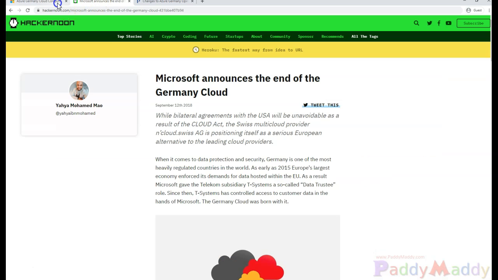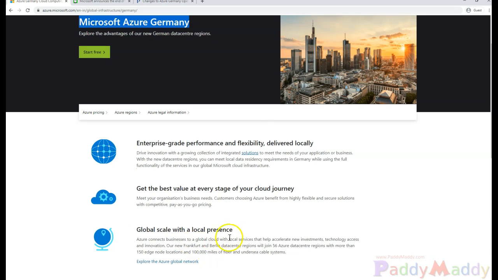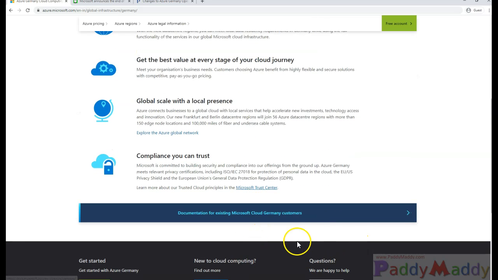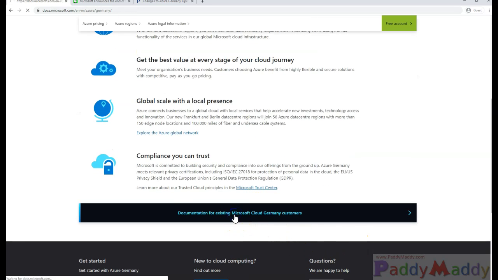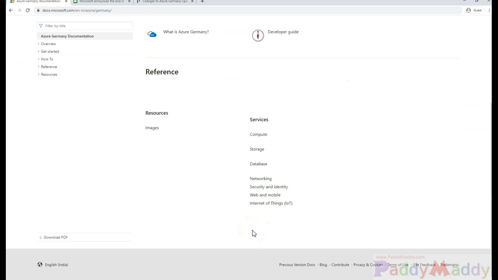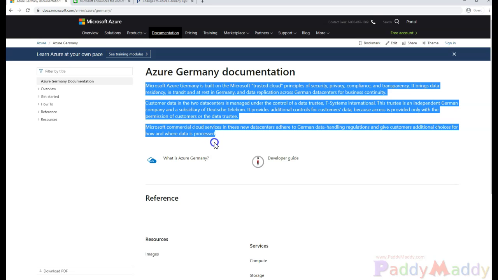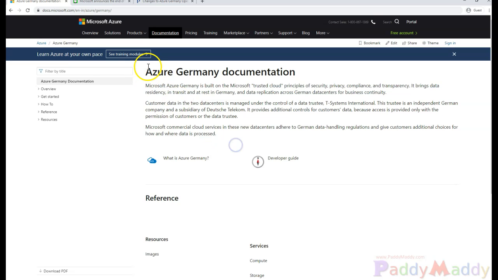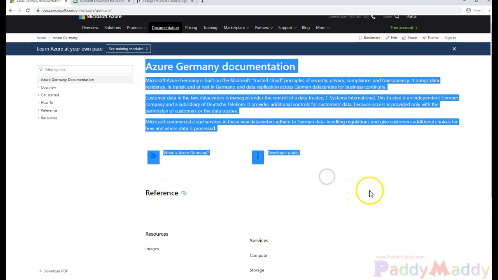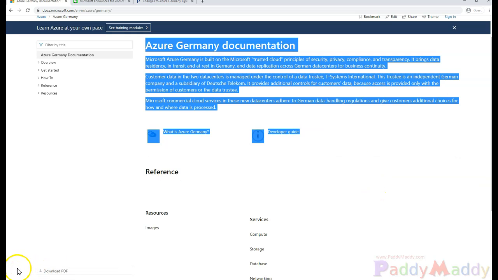But you may be wondering why I'm talking about this even though it was discontinued. The problem is, in case you get asked about these things in the exam, you might need to be aware of this, because this is also scoped within the Microsoft Azure AZ-900 exam.